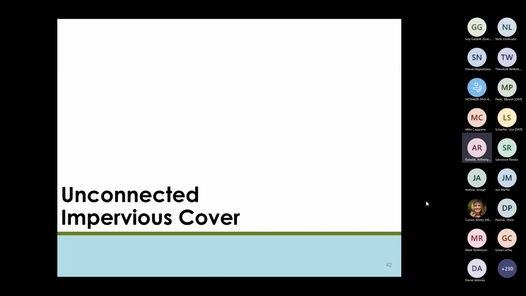Okay, the next objective. An important approach to managing stormwater runoff is new impervious cover that is not directly connected to a site's drainage system. So this is now extra important with the GI requirements of the rule.